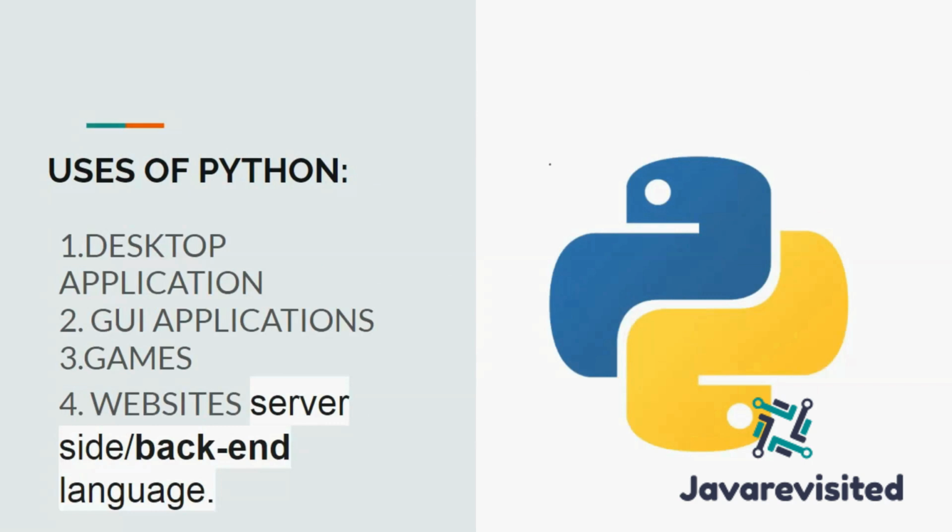So our next topic is the uses of Python. You can use Python to make desktop applications. You can use it for games. You can make GUI applications. What is meant by GUI application? GUI application means graphical user interface application. You can use it for scripting. You can use it as a backend language.